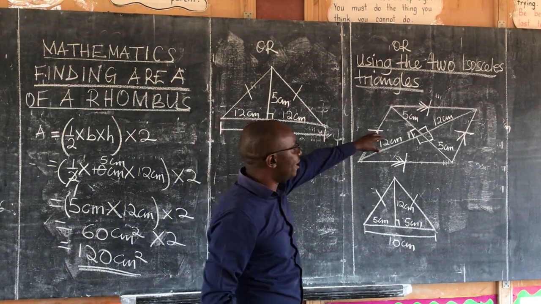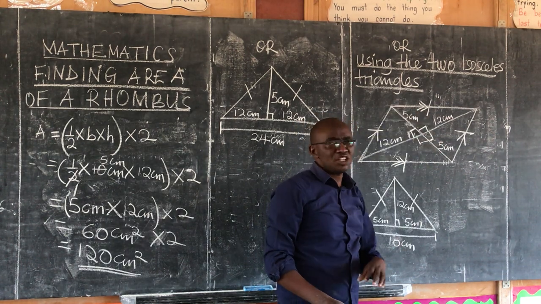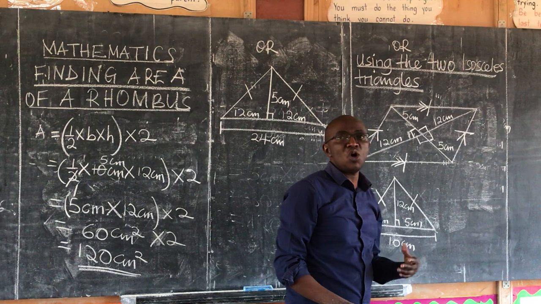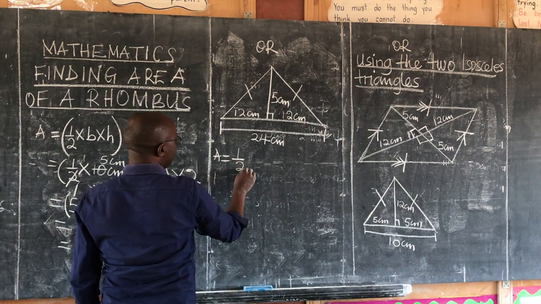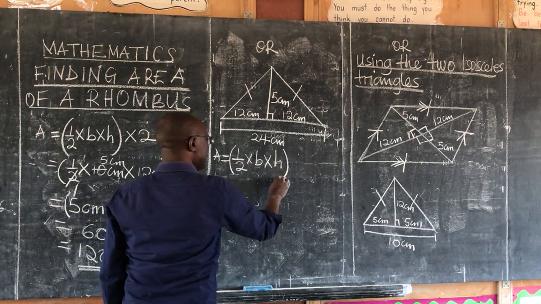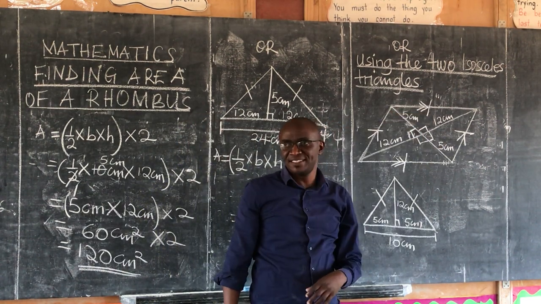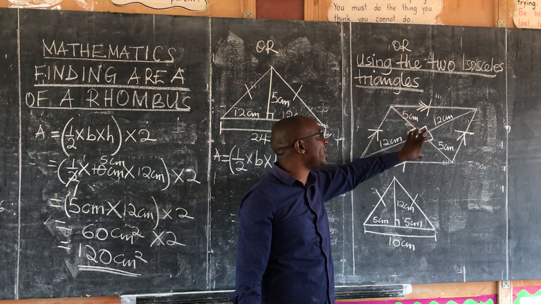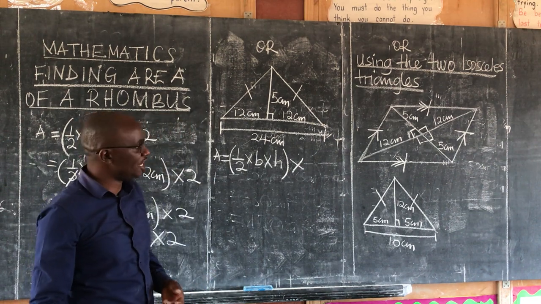But remember, I've said there are two isosceles triangles that make up this rhombus. This isosceles triangle and this isosceles triangle. You realize that they all have the same base and they all have the same height. So area is equal to a half, we are getting the area of the isosceles triangle, times the base times the height. But since two isosceles triangles are joined to form a rhombus, when we get the area of one isosceles triangle and multiply it by two, we would have got the total area of the two isosceles triangles that form the rhombus. Remember, multiplication is repeated addition.